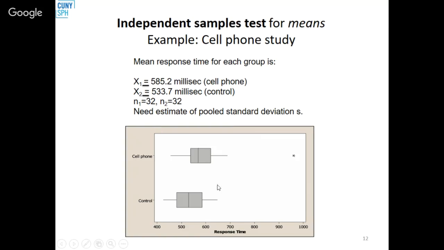Looking at some exploratory data analysis of this hypothetical study, we have the two groups, the cell phone group with a mean response time of 585 milliseconds, and the control group with a mean response time of 533. And then we have a far outlier out here.